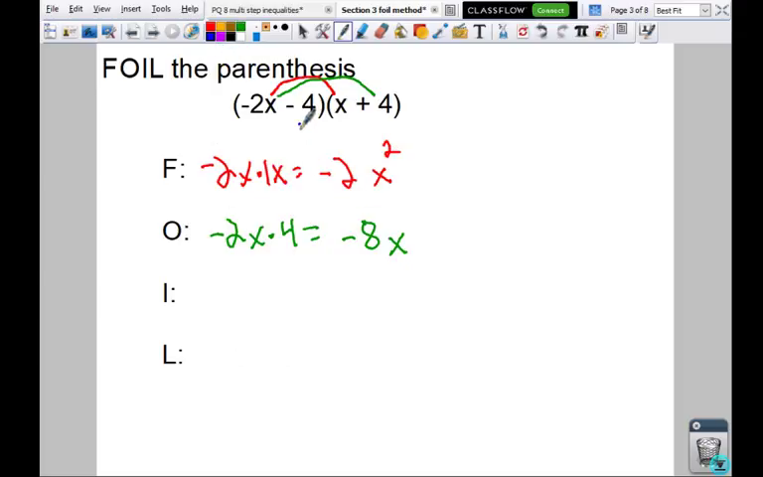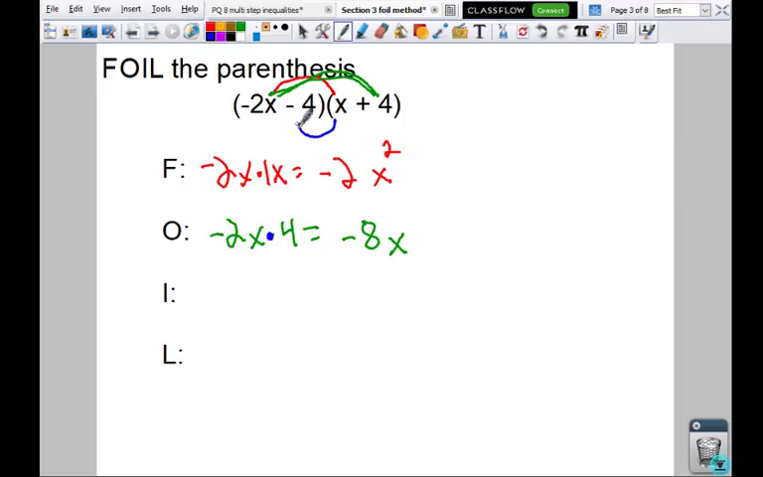For my inside, I'm going to go negative 4 times x. Wait, you did negative 2 times negative 4? Negative 2x times positive 4 right here. So I went for my outside from here. It looks like that says negative 2x minus 4. Oh yeah, that's a times sign. That's supposed to be a times sign right there.